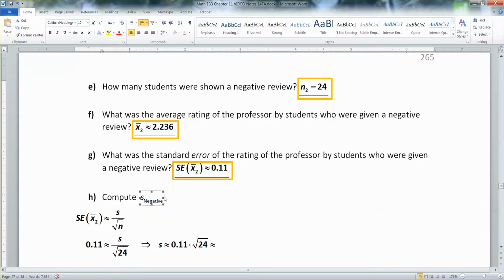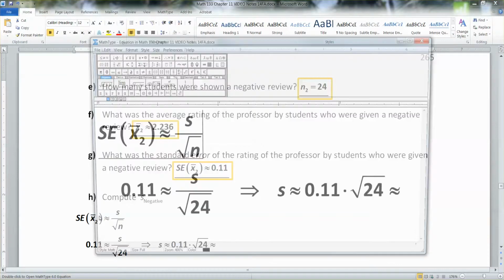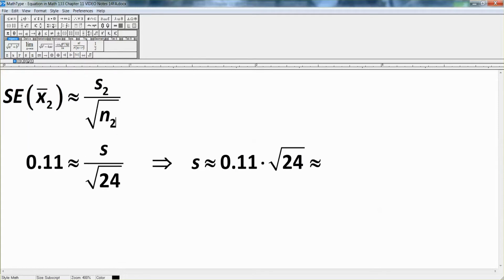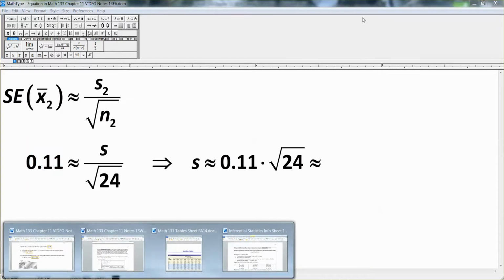All right, now I want to add in this. I want to compute the standard deviation for the negative group. S, of course, is standard deviation. Little subscript negative means you want it for that negative group, which was group 2. All right, so let's look at this for a second. We know that the standard error is going to be the standard deviation for group 2 divided by the square root of the sample size for group 2. But we already know the standard error is 0.11 because it says so right in there.